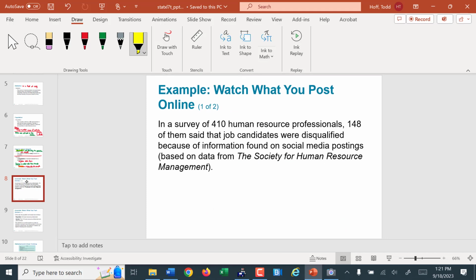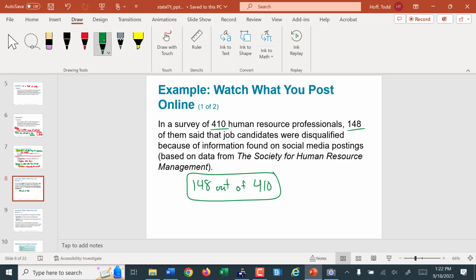Watch what you post online. In a survey of 410 human resource professionals, 148 of them said that job candidates were disqualified because of information found on social media postings. So that's important. 148 out of 410 human resource professionals surveyed admitted that they used that information to disqualify candidates. So that 148 out of 410, that is a statistic. It describes our sample.